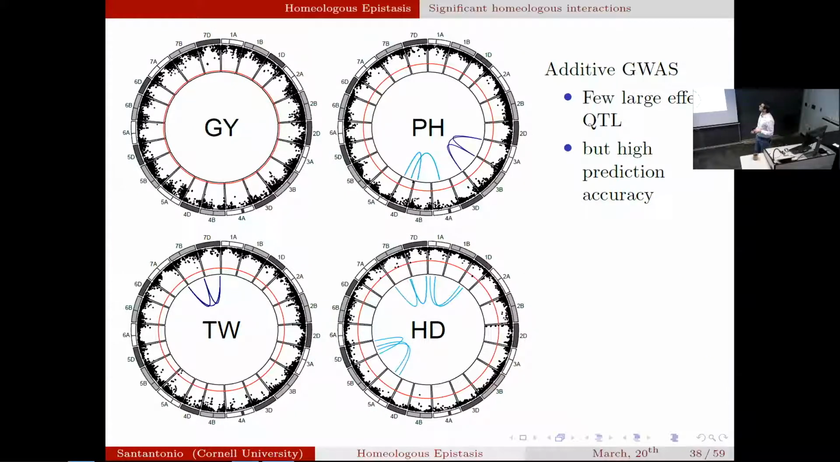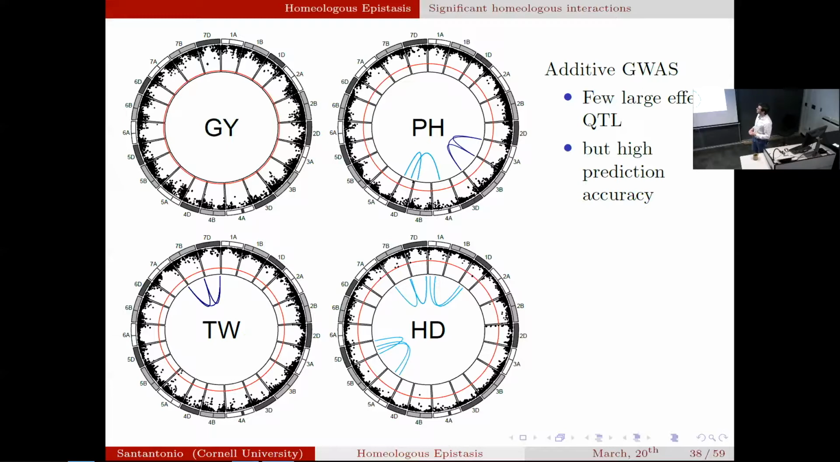Now, so what can we do? We can take these molecular markers and we can do GWAS, right? Which is our favorite thing to do here. And what I've done is I've plotted the 21 chromosomes of wheat around the circle. And then I'm indicating, these are like Manhattan plots here. So these are the negative log 10 of the p-values.